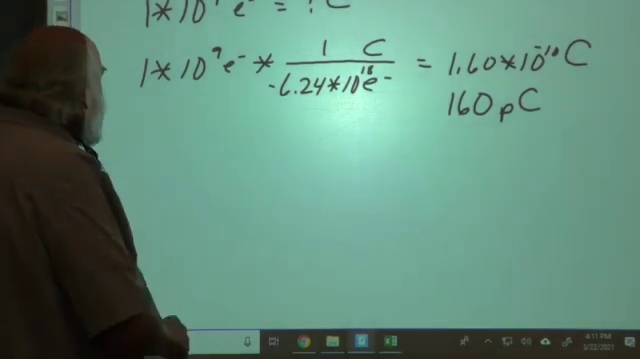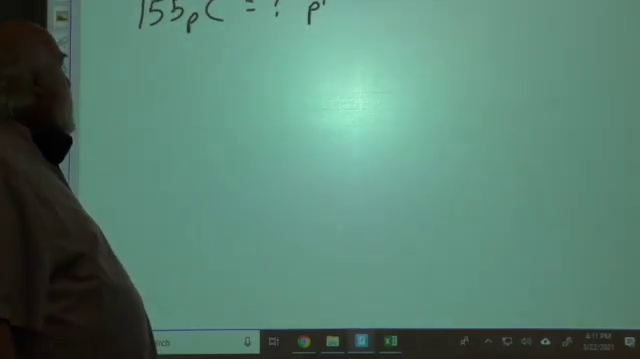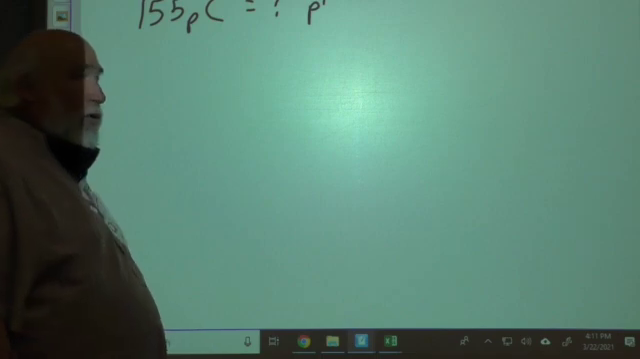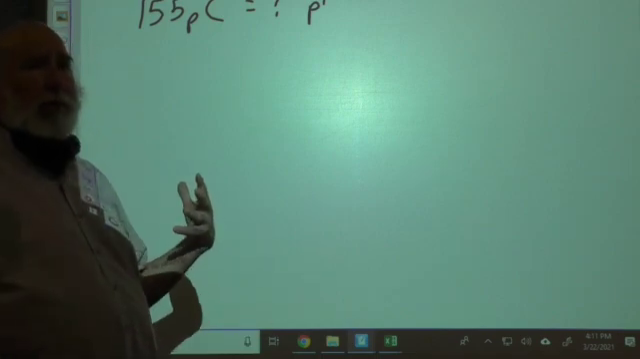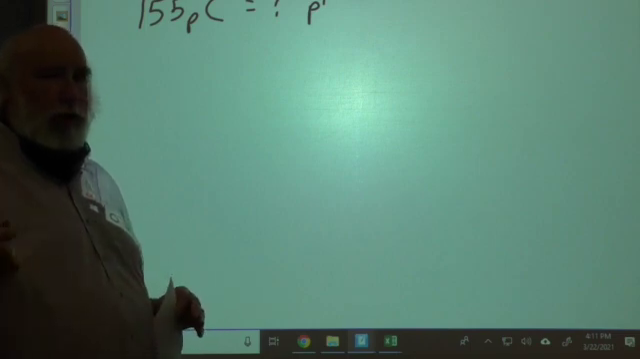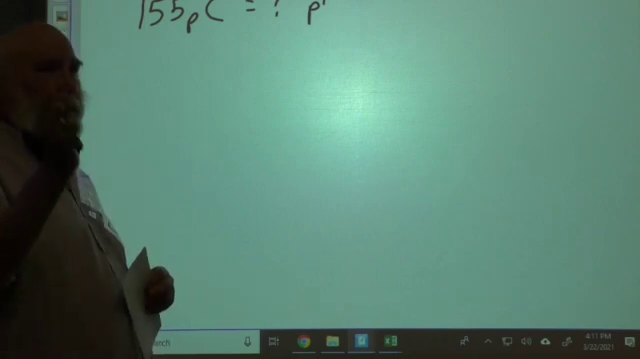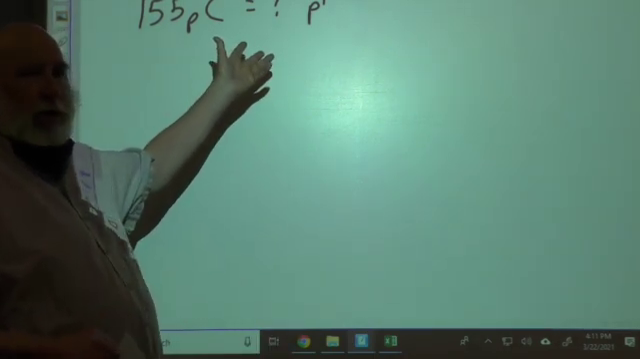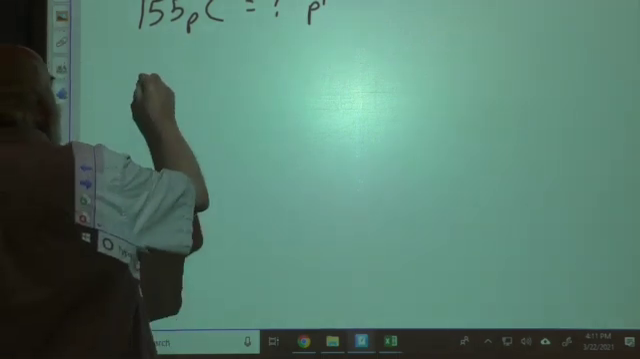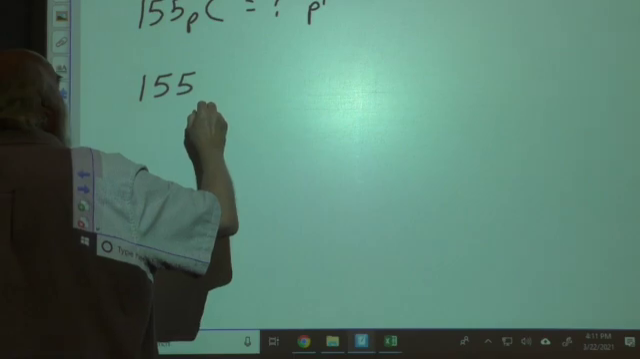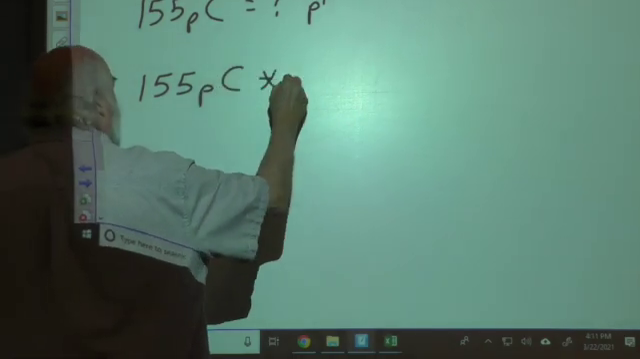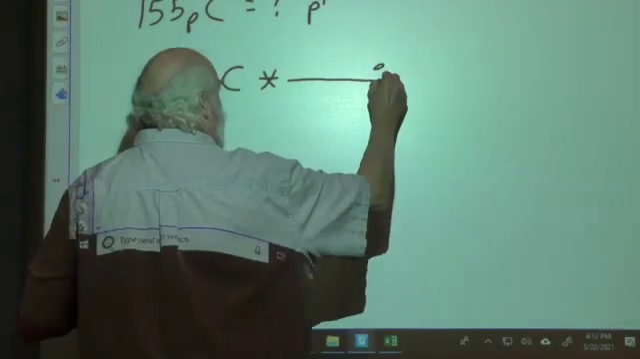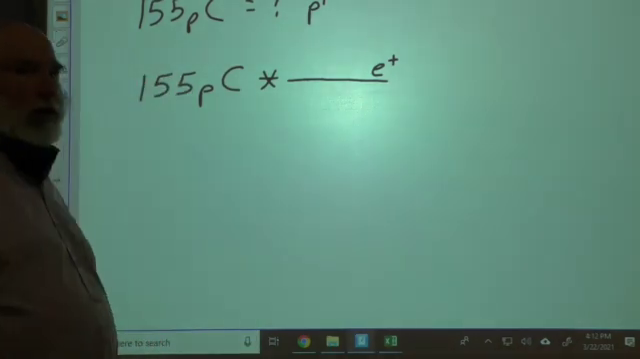The second example has: if we have 155 picocoulombs, how many protons is that going to be equivalent to? Now remember, a proton is a positively charged particle. It's just not movable like an electron. When the electrons are gone, the protons are creating this positive charge. So this is probably a situation where some induction is taking place. So again, we go 155 picocoulombs. And then I'm going to change to e positive, because that's really what a proton is. It's just a charged particle.